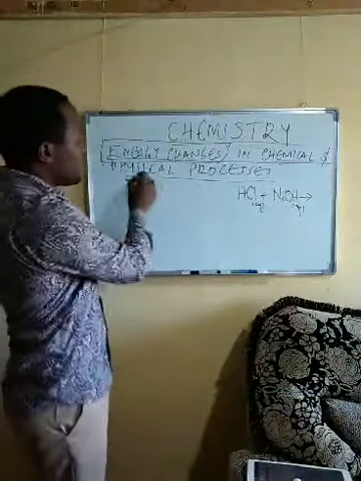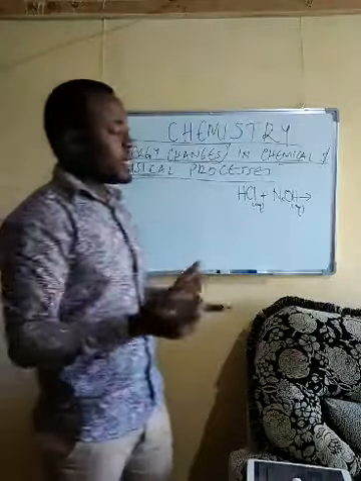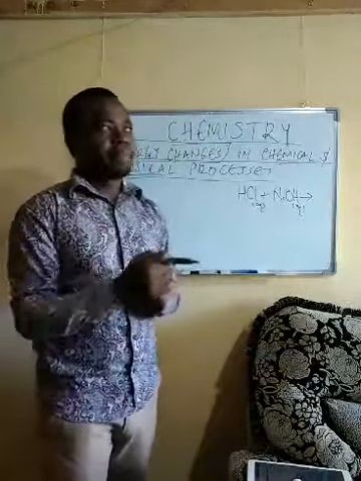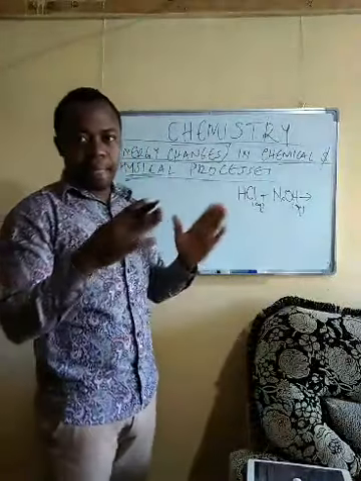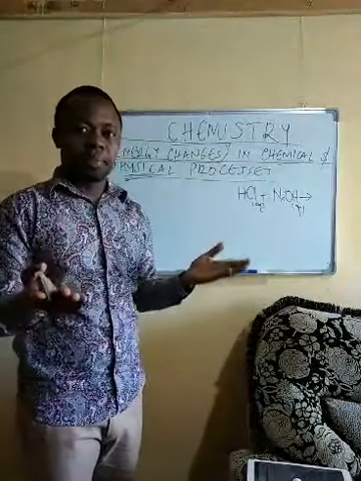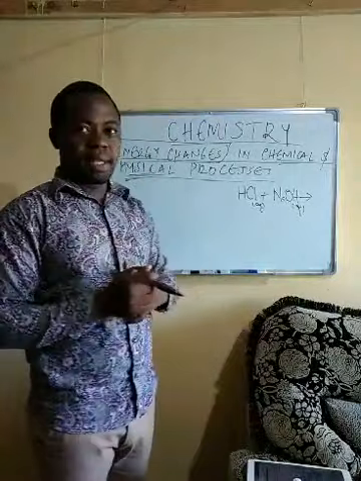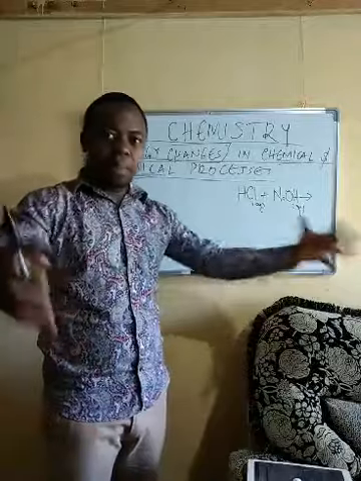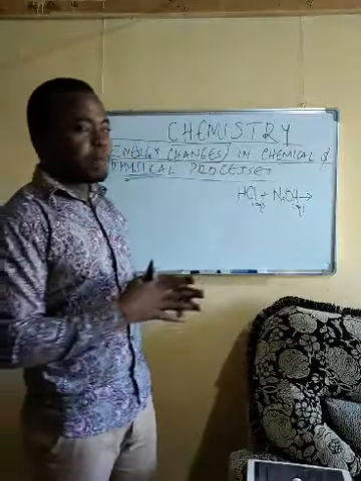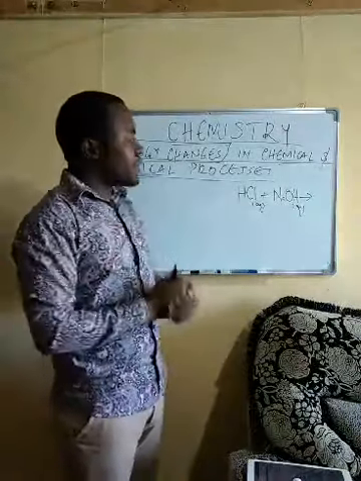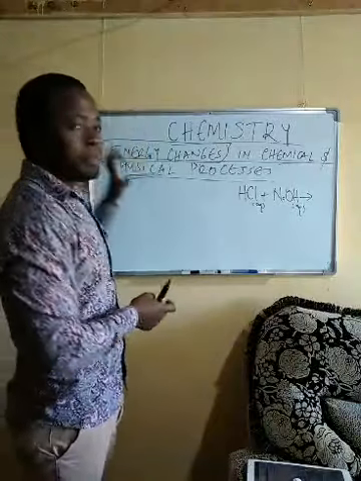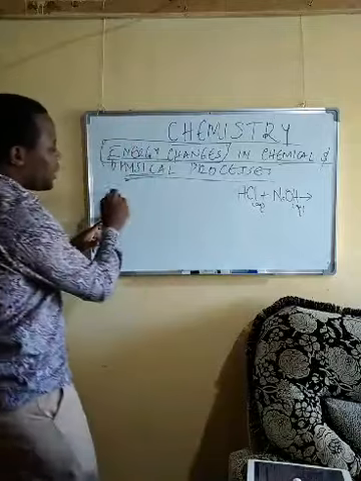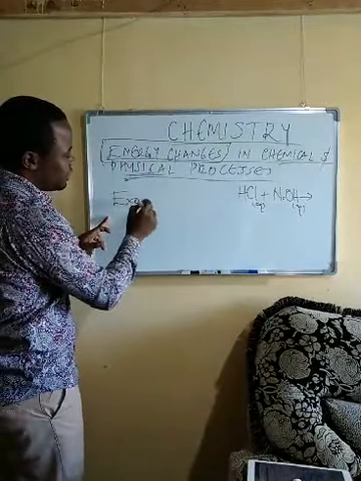A physical process is a process like melting, like evaporation, like sublimation, like deposition. Those are physical processes. And when such a process takes place, heat energy may be absorbed from the environment or it may be released to the environment. Now, energy changes lead to two types of reactions. A reaction that we call exothermic reaction, and endothermic reaction.